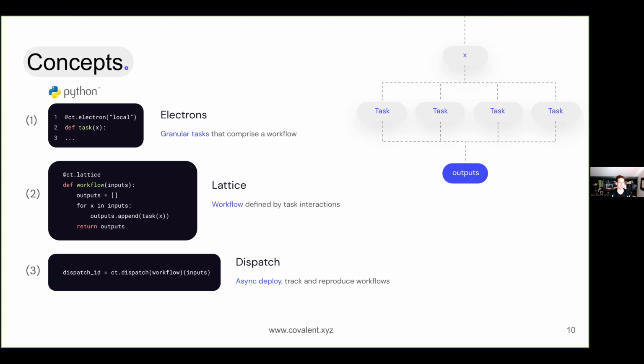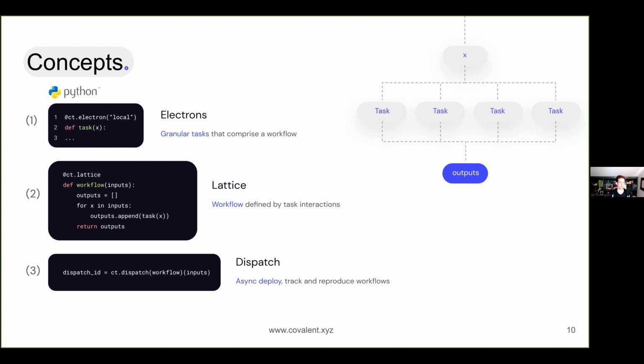The first major concept is that of the electron, or workflow task, which is a regular Python function with an electron decorator on top. This decorator transforms the function into a workflow task with all sorts of metadata about the task both before and after invocation. The second concept is that of the lattice, or workflow definition, again a Python function, this time with the lattice decorator on top. This function serves to define the data dependencies between tasks so that the Covalent server can properly pipe data across distributed compute backends.